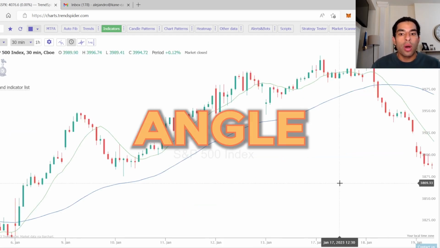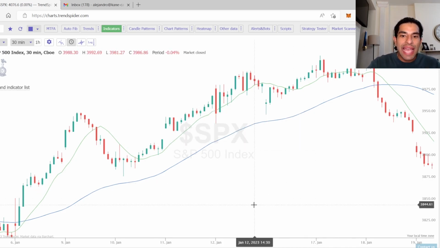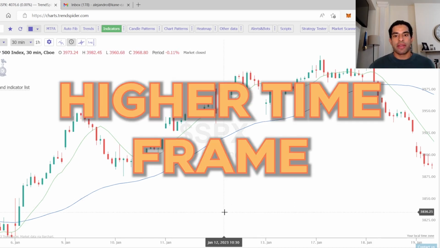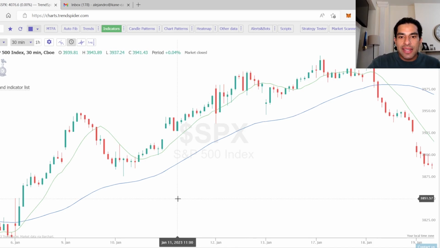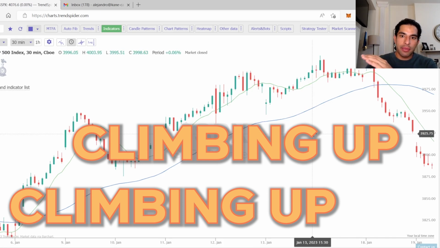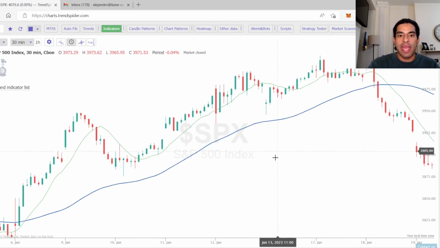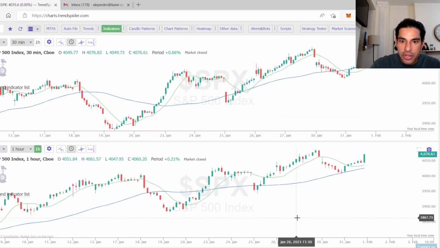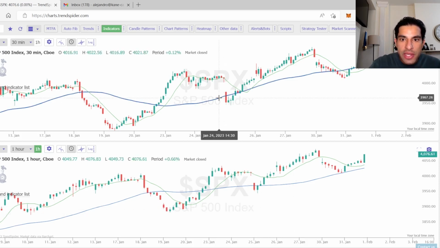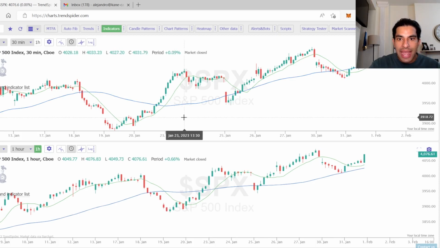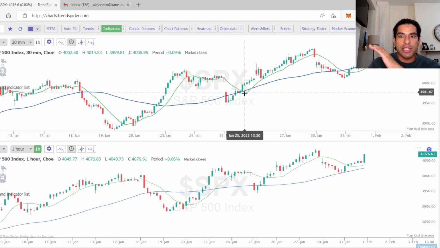So now let's talk about the angle of the 50 SMA. This is again a visual representation of momentum in the market, but on a higher time frame. So when the 50 SMA is sloped high like this, super steep, climbing up, climbing up, we can expect for dips to be bought at that 50 SMA. I'm reintroducing the hourly chart here so you guys can get the entire concept down. So we have the 50 SMA on the 30-minute chart. When it's angled higher, super steep, climbing higher, we can expect for dips to be bought at that 50 SMA.